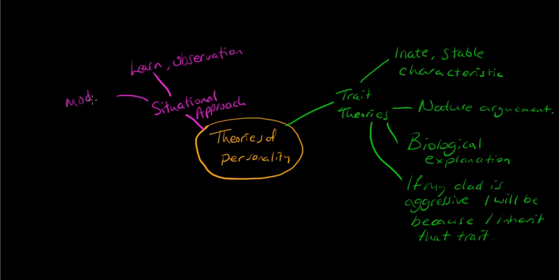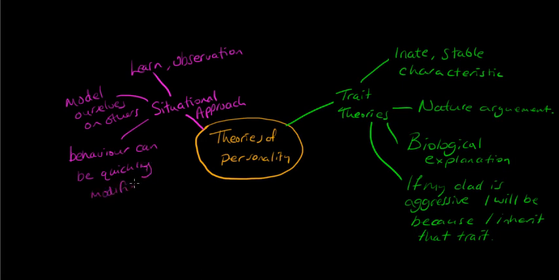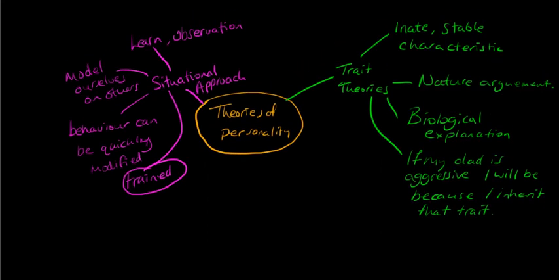They would have us believe that maybe we model ourselves on others, and as a result our behaviour can be quickly modified. If you like, we would say that we could be trained to behave a certain way. So very different sides of the argument.